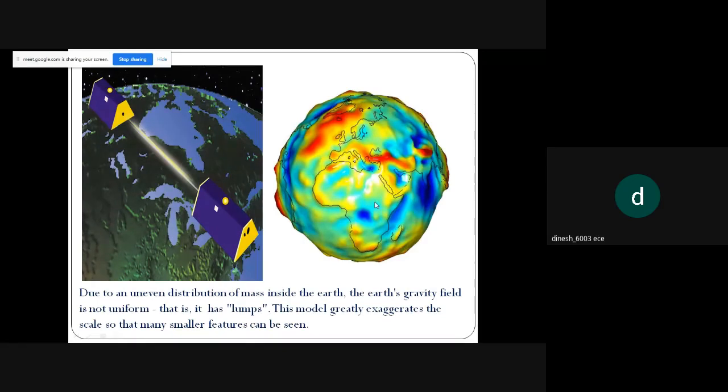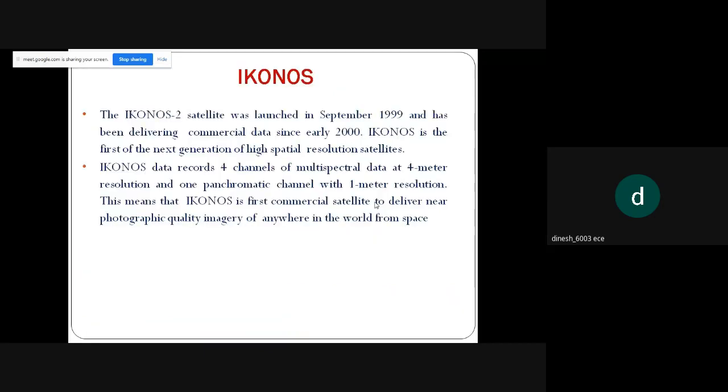This is the GRACE model. Next is the IKONOS 2. So this IKONOS 2 satellite was launched in September 1999, and it has been delivering commercial data since the year 2000.